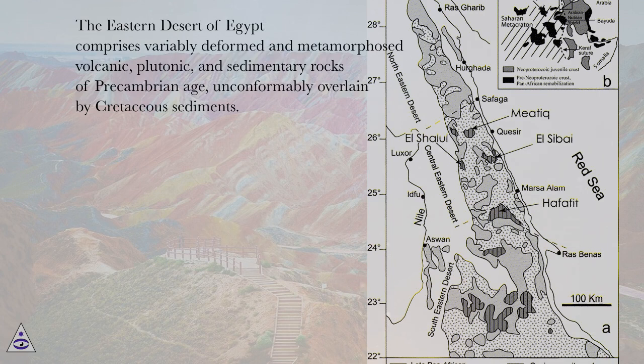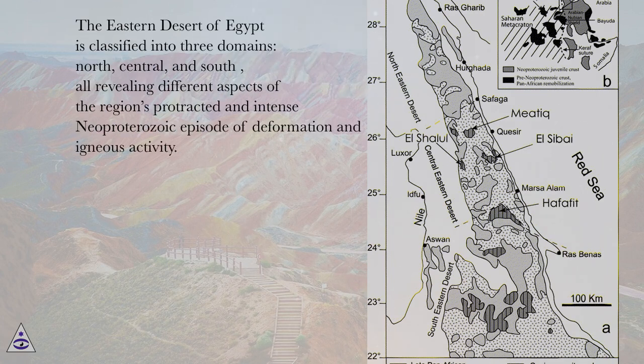The Eastern Desert of Egypt is classified into three domains, North, Central, and South, all revealing different aspects of the region's protracted and intense Neoproterozoic episode of deformation and igneous activity.